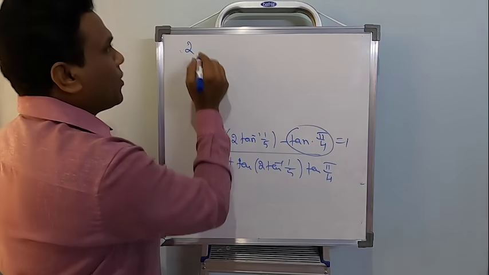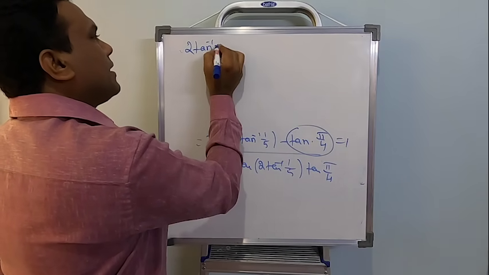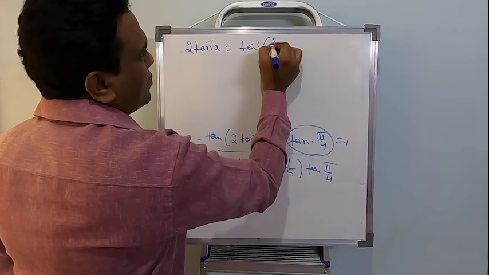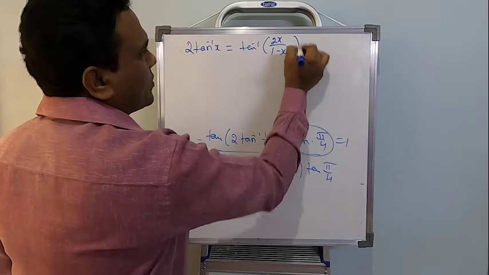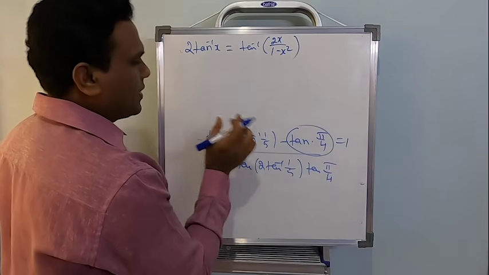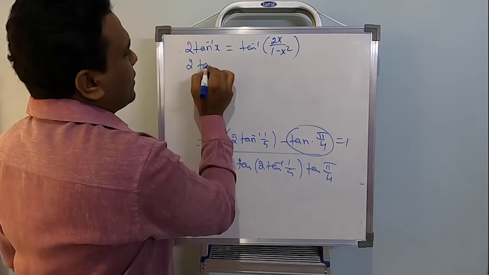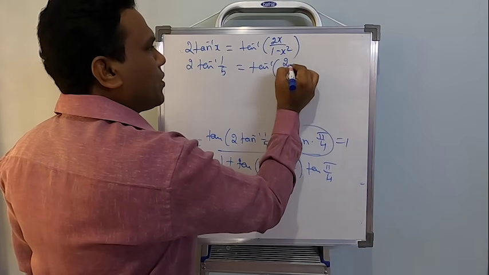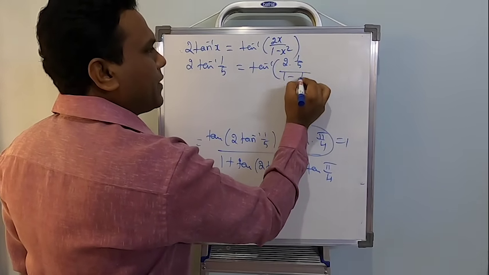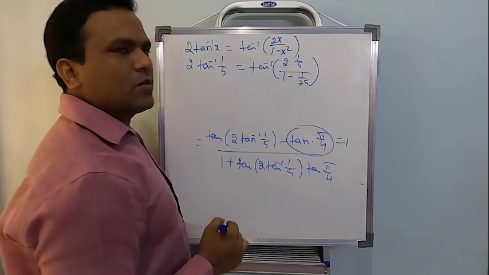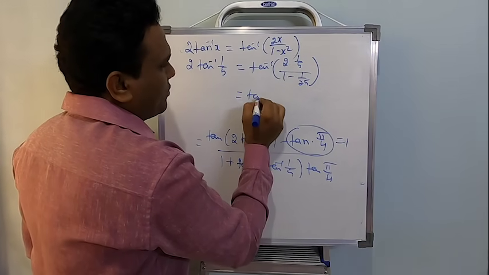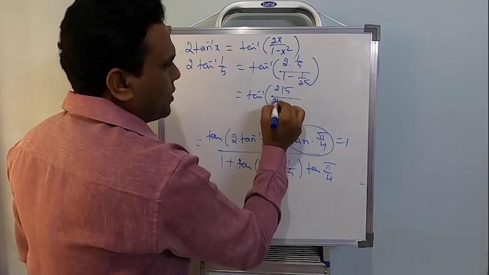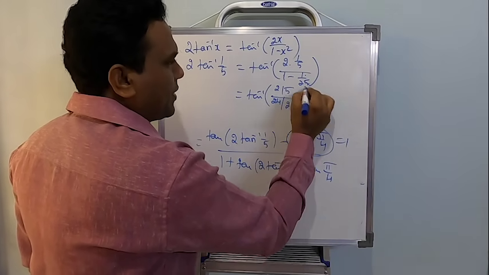So for this we will use a formula which I gave yesterday. 2 tan inverse x equals tan inverse of 2x by 1 minus x square. We will use this to simplify 2 tan inverse 1 by 5. Therefore, 2 tan inverse 1 by 5 can be written as tan inverse of 2 multiplied by 1 by 5 over 1 minus 1 by 25. Let's keep simplifying this. So this will be tan inverse of 2 by 5 in the numerator, and the denominator is going to be 24 by 25.